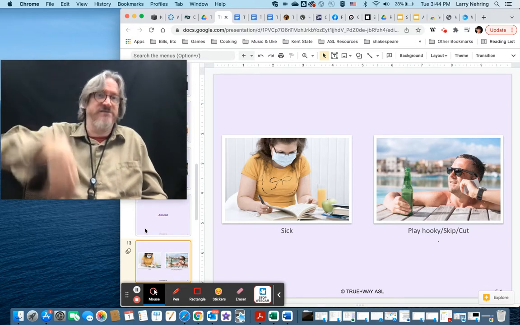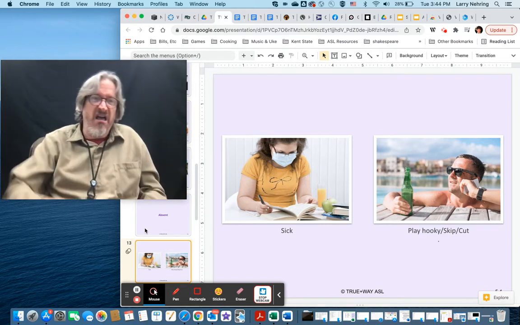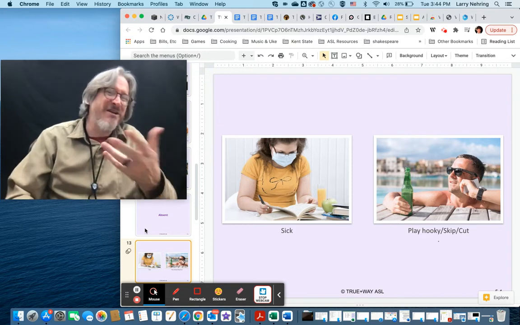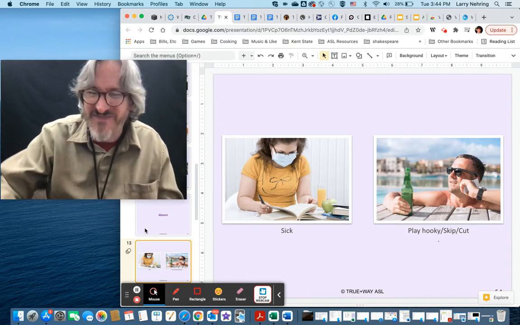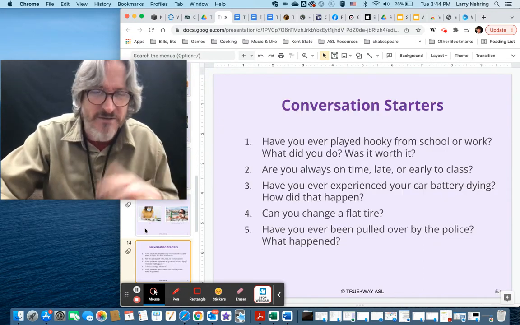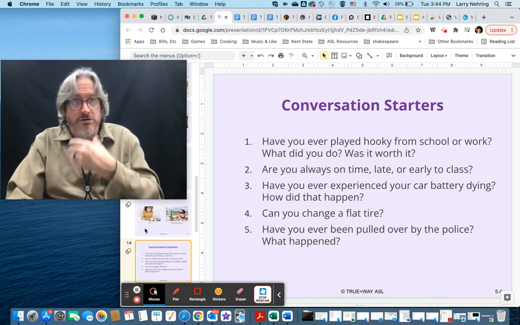What's the sign they use this for, like ditch? I couldn't be bothered to go. You would never do that with an ASL class. I know that. I know in my heart you would never do that. And then the conversation starters.